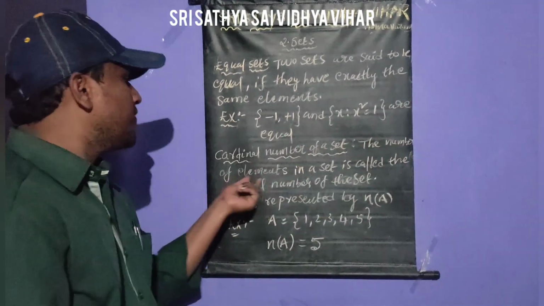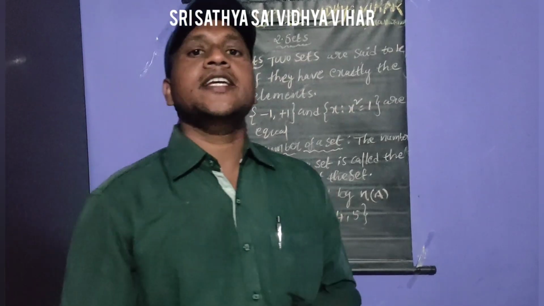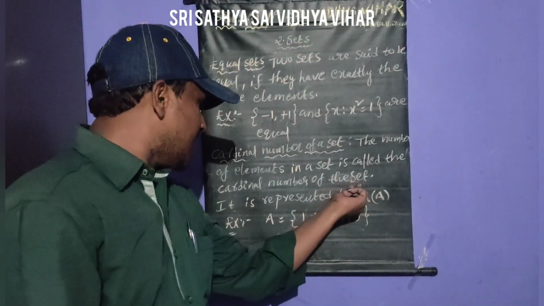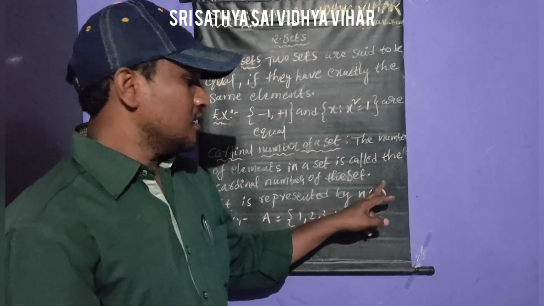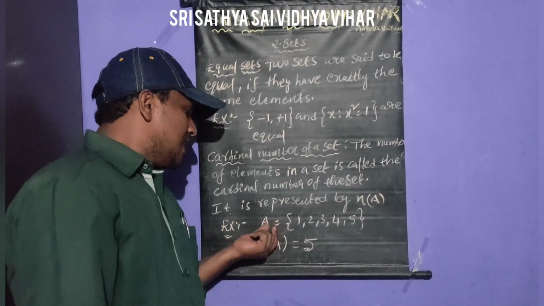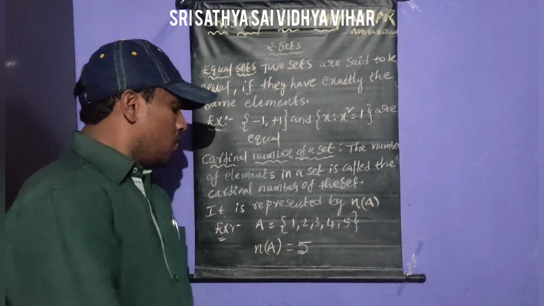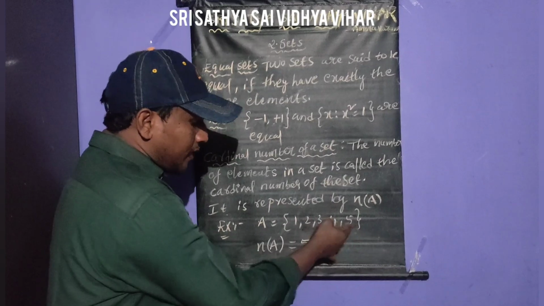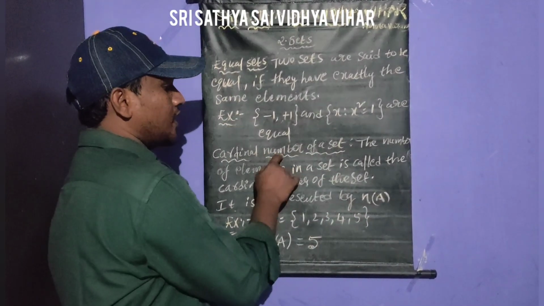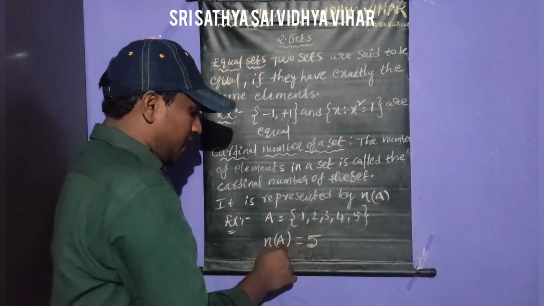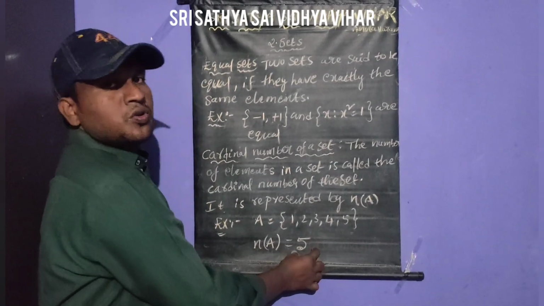The number of elements in a set is called the cardinal number of the set. It is represented by n of A. For example, A is equal to the set {1, 2, 3, 4, 5}. How many elements are there in set A? The number of elements in a set is called the cardinal number of a set, denoted by n of A. Here there are 5 elements, so n of A is equal to 5.